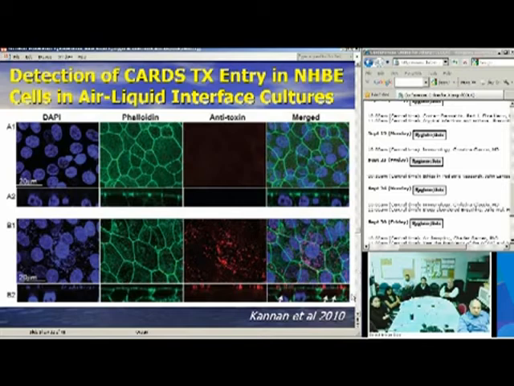And this is also in the same paper, in a recent publication by the same group. They used normal human bronchial epithelial cells grown in air-liquid interface cultures. This is a really sophisticated culture technique for these cells, and these cells are stained here with 3 different stains: DAPI, which stains DNA; phalloidin, which I think is a stain for actin; an antibody to the toxin itself in red, and then the last one is all 3 merged.